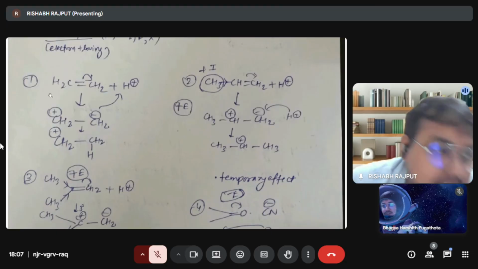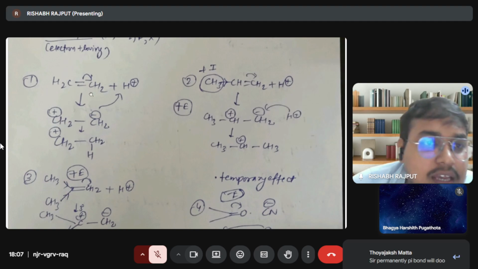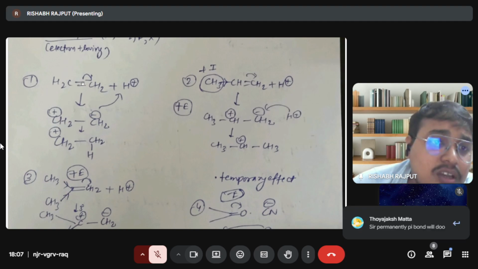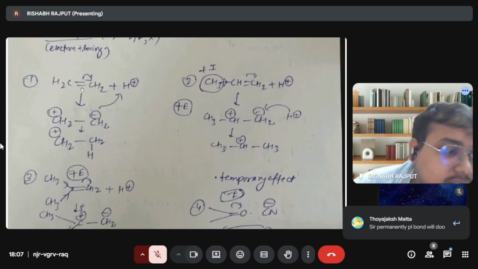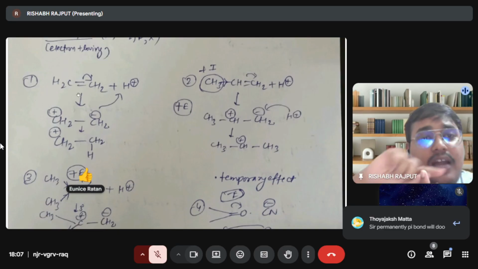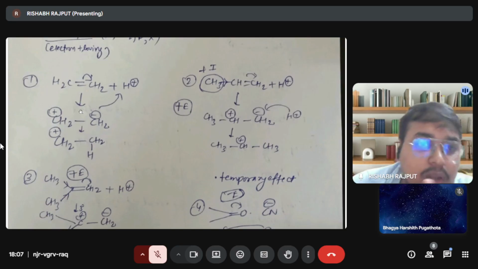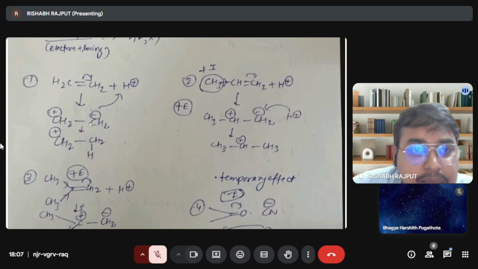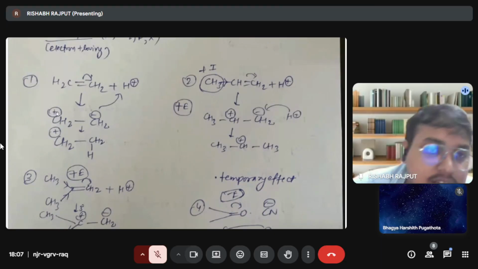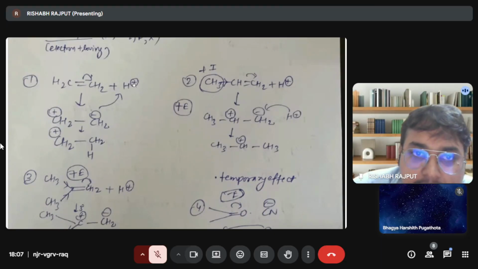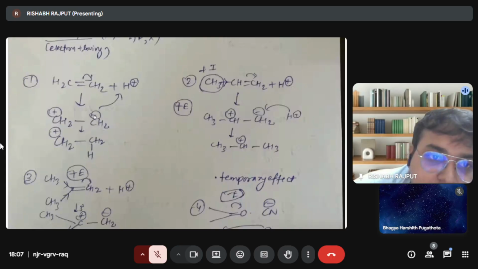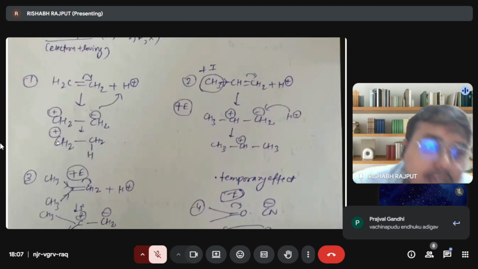So this is the E effect, you can say electromeric effect. What happens here: the pi electrons are displaced in the molecule. Because of that, this carbon will get a negative charge and this carbon will get a positive charge. The positive particle will go to the negative carbon, so it will make the bond here and this will become a carbocation.